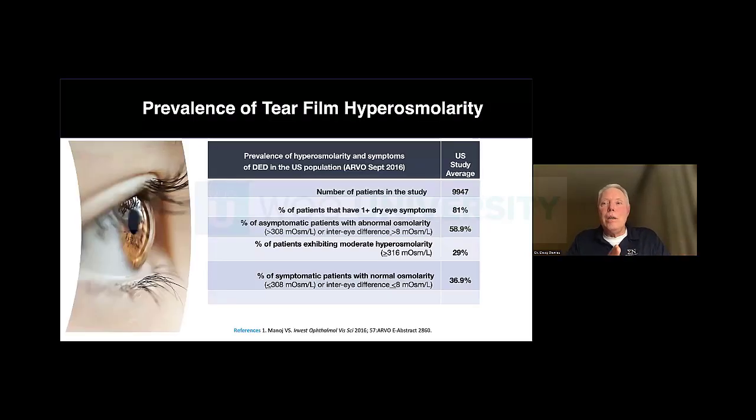So when we take a look at the prevalence of tear film hyperosmolarity, in this study there were almost 10,000 patients, and the percentage of patients with one dry eye symptom was 81%. The number of asymptomatic patients with abnormal osmolarity, I think this is a key, is 60% of those, and they're asymptomatic, but things are changing.